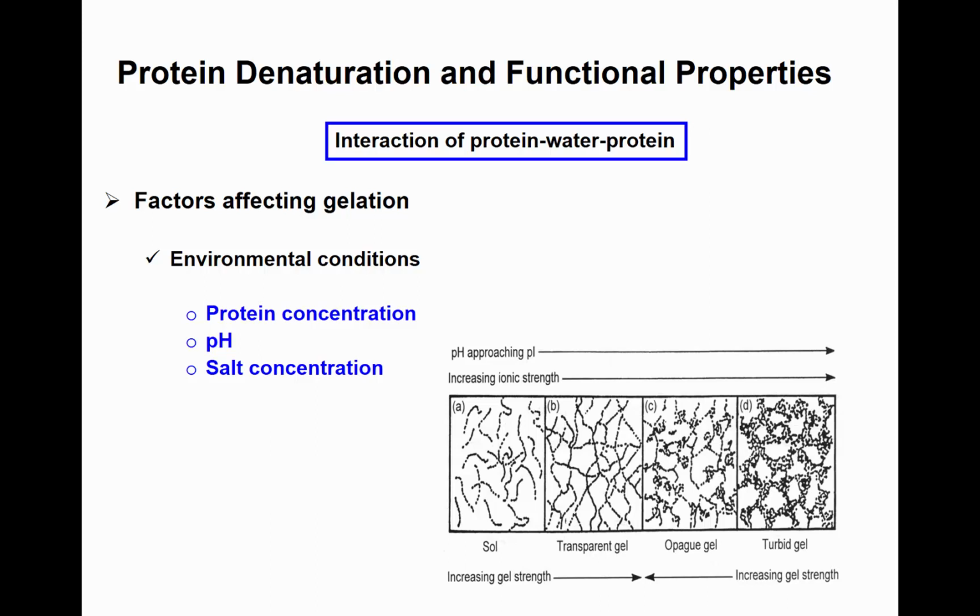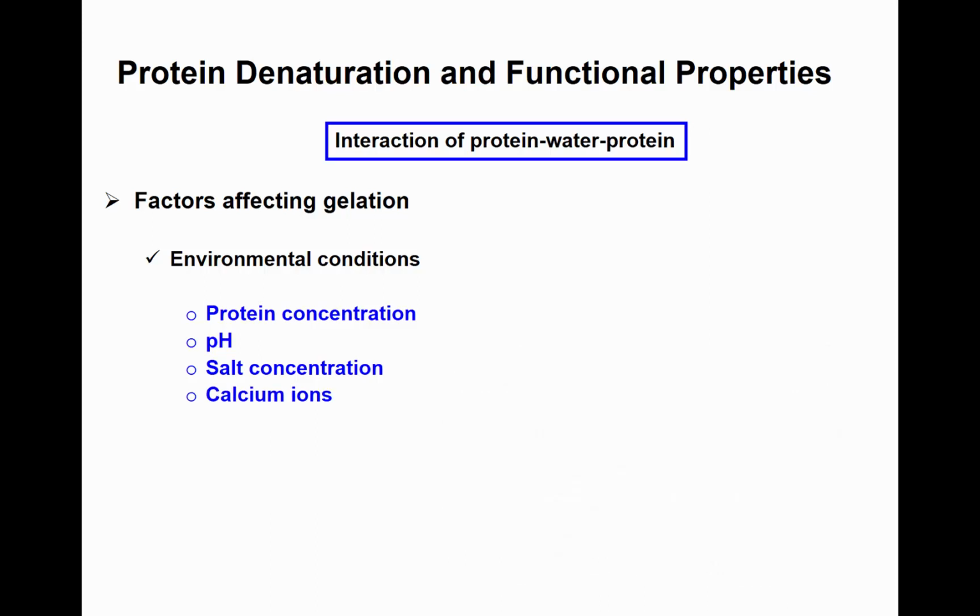Same with the salt. Too much salt, you'll get aggregates and precipitation. A little bit of salt, you enhance interactions, you enhance the gel structure. So this picture illustrates what I'm talking about. Calcium ions, often they add calcium to the process of tofu, for example, because you want to enhance the proteins in soy to interact and form the tofu, which is a gel. So they add calcium ingredient.